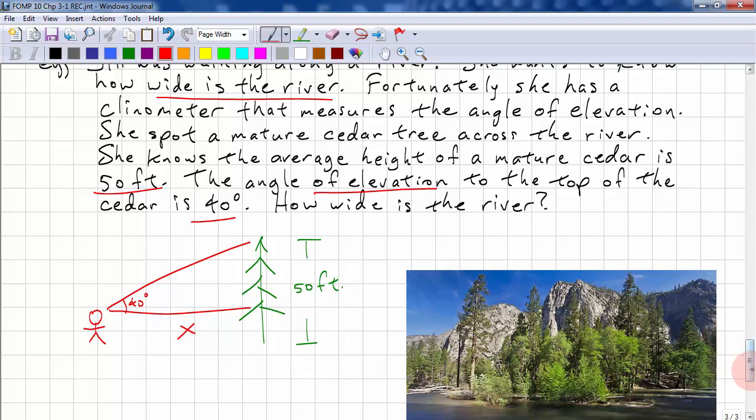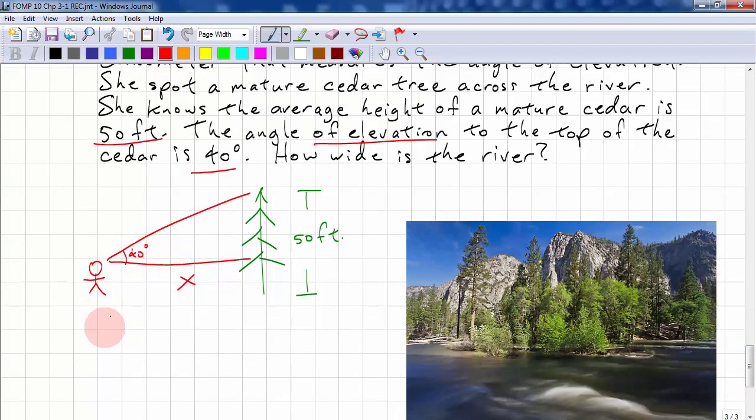So we have to make an assumption here. We have to assume eye level is about 5 feet. She's not going to get down on the ground to measure this angle. She's going to be standing when she's taking this measurement. So now this opposite is 50 minus 5. So that's 45 feet.